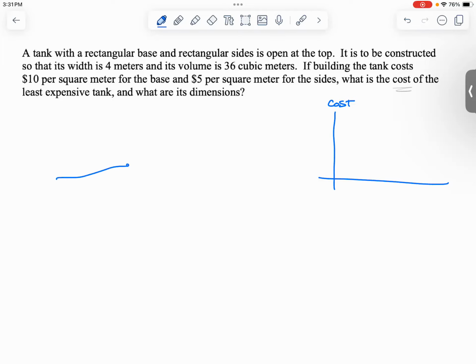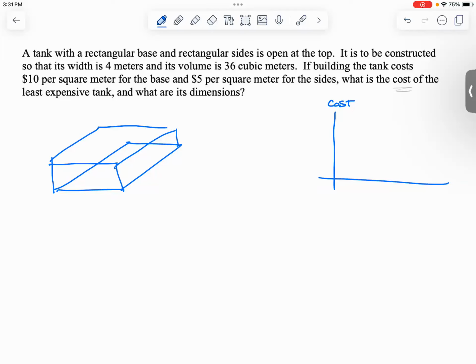So let me go ahead and draw this rectangular side right here. The width is 4. We don't know the length, and we do not know the height. But we all know that 4 times length times h is equal to 36 cubic meters.